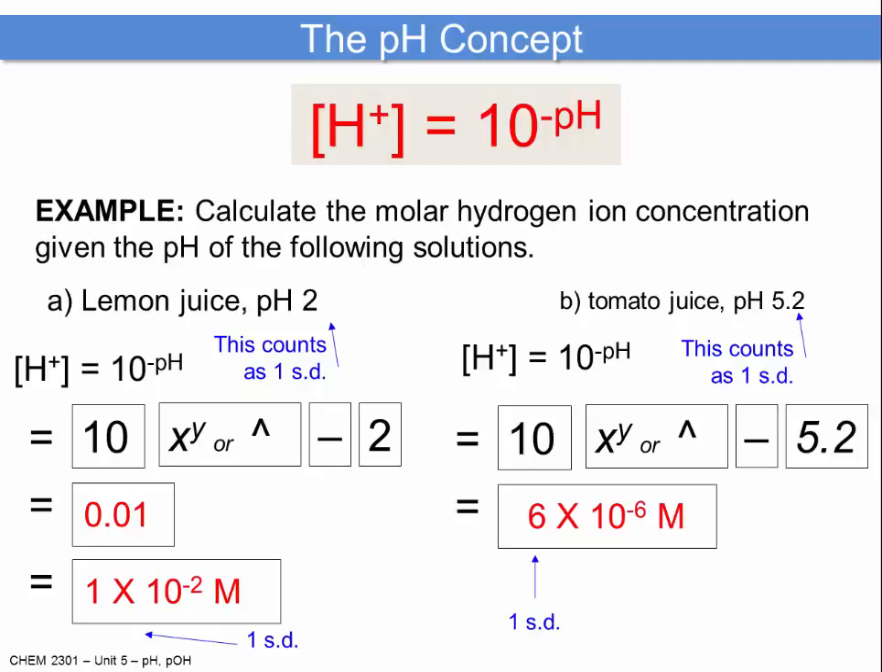One thing I'll pause here to reflect on: in the pH, after the decimal is one significant digit. In the molarity, or the concentration of the hydrogen ions, our significant digit rule is the same as always. So in this case, the 6 counts as one significant digit. We do not need to put 6.0 in this case.